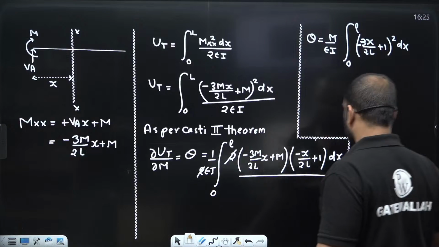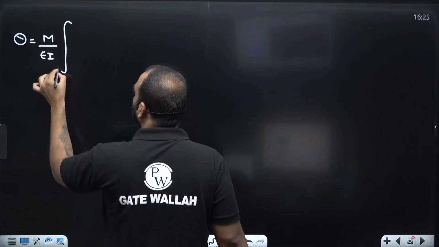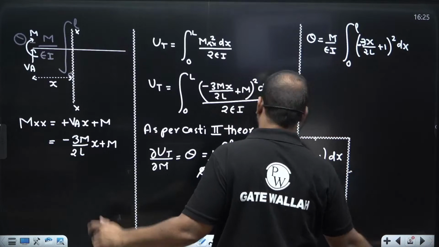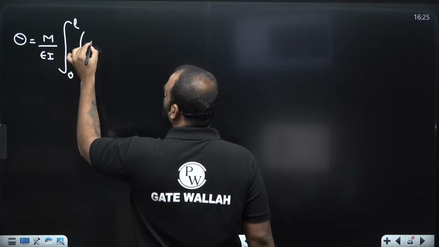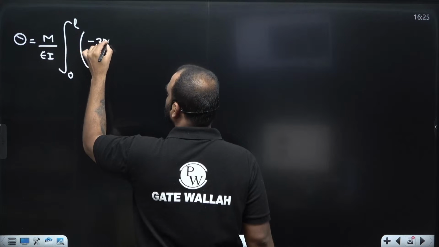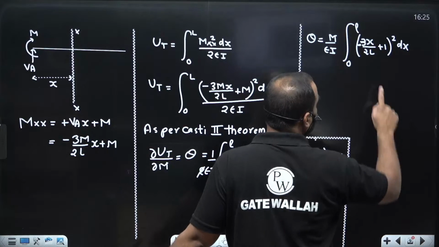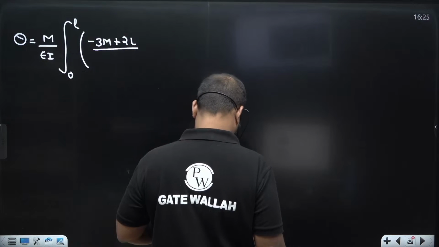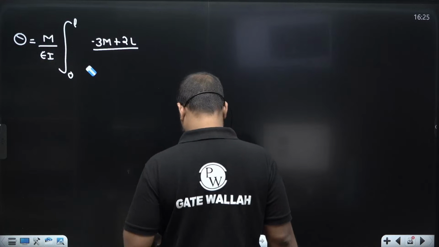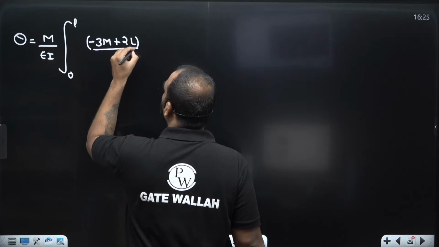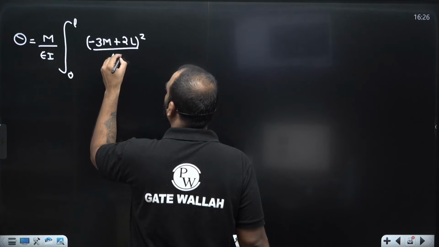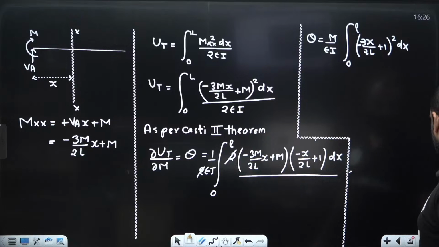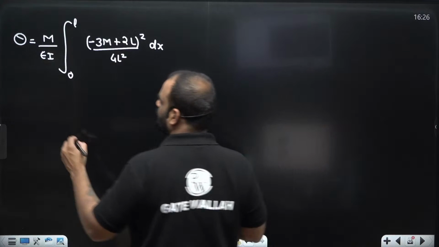M by EI. Now we'll write the integration from 0 to L, and now let us open this particular relation. So it will become minus 3m plus 2L bracket whole square divided by 4L square dx. This should be our equation.